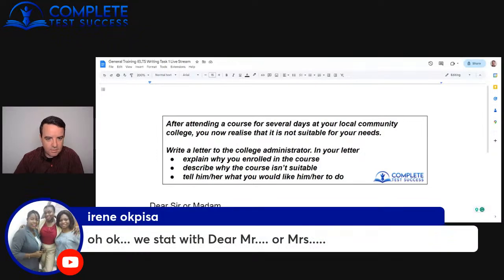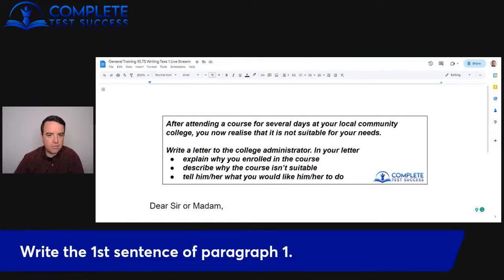Oh, okay. We start with "Dear Mr. or Mrs." So it depends on the question. Sometimes you will know the name of the person and you would write it like this, but in this situation, it seems like you don't know the name of the college administrator, and that's why they've asked you to say "Dear sir or madam" in the question.